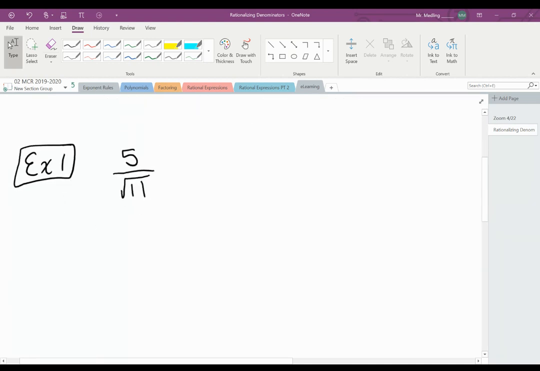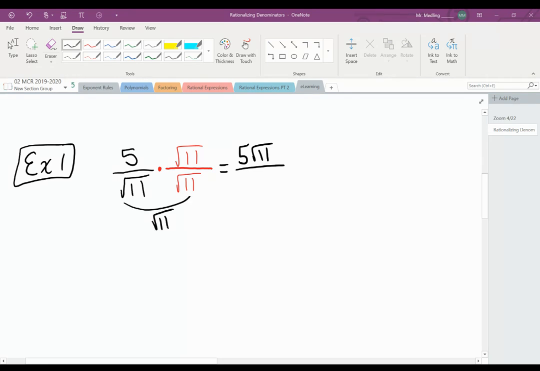First we're going to look at 5 over the square root of 11. I'm going to multiply by 1, but I have to choose my 1 carefully. So I'm going to choose the square root of 11 over the square root of 11. I'm just multiplying by the radical on the top and bottom. Up top I have 5 times the square root of 11, or 5 square roots of 11. On the bottom I have the square root of 11 times the square root of 11, which is the square root of 11 squared, which is just 11. And that's my answer. If you can simplify further, you would, and we are going to do a few like that.